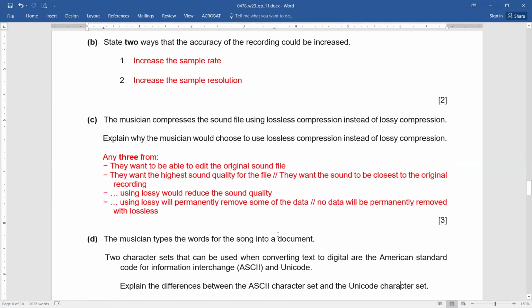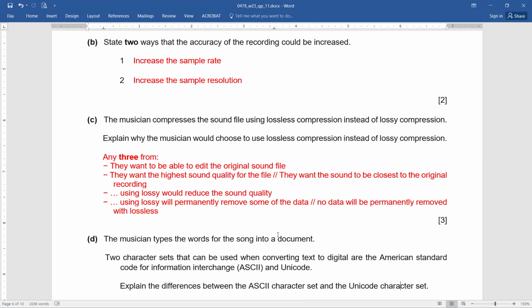Okay, part C. The musician compresses the sound file using lossless compression instead of lossy compression. Explain why the musician would choose to use lossless compression instead of lossy. Just think, why is lossless a better option for him? Maybe they want to be able to edit the original sound file.